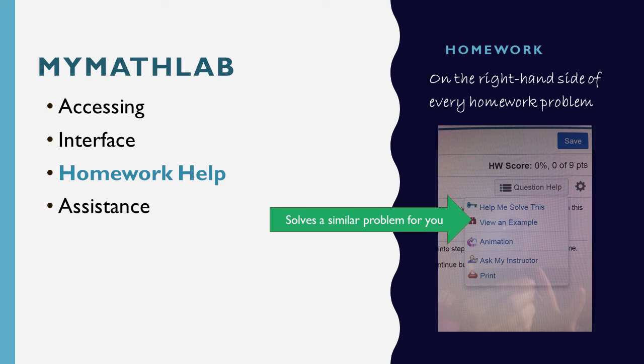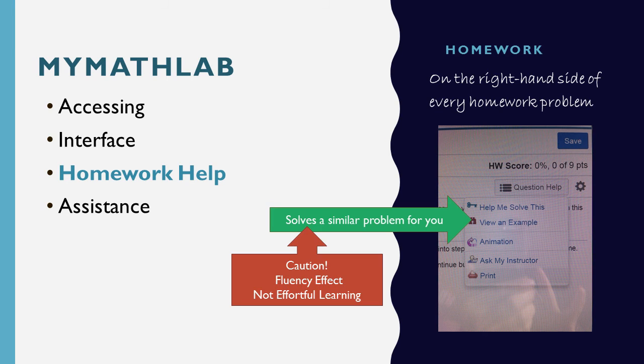Next, we have View an Example. This solves a similar problem for you, so it goes through and provides all the solutions. I'm a little cautious about recommending that you use this. In fact, I really recommend that you avoid it. As we talk about under the optimal learning strategies, having somebody explain a problem for you all the way through, where you do not have to do the work yourself, actually makes you vulnerable to the fluency effect. Looking through it, it makes perfect sense to you, but you're not able to remember it deeply enough because you have not engaged in the effortful learning. So later on, when you try to apply it again, you're not going to be able to do so.